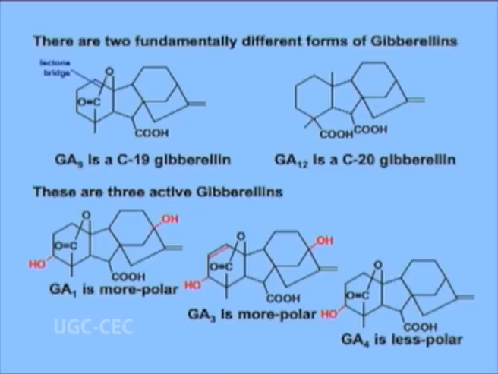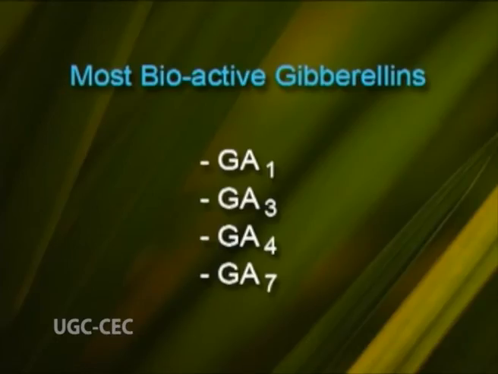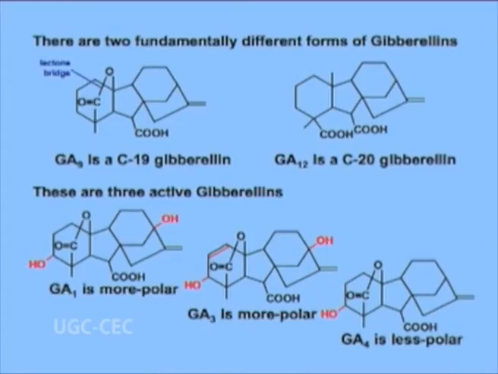All the gibberellins have 19 or 20 carbons with tetracyclic ring structure called the gibbane ring, but vary in their side chain attachments. The most bioactive gibberellins are GA1, GA3, GA4 and GA7. In general, the most biologically active forms are dihydroxylated gibberellins, which possess hydroxyl groups on both carbon 3 and carbon 13.